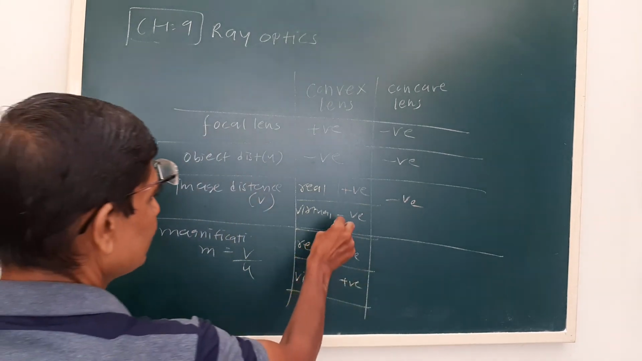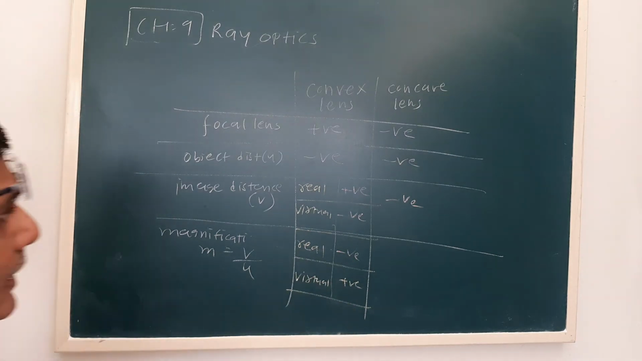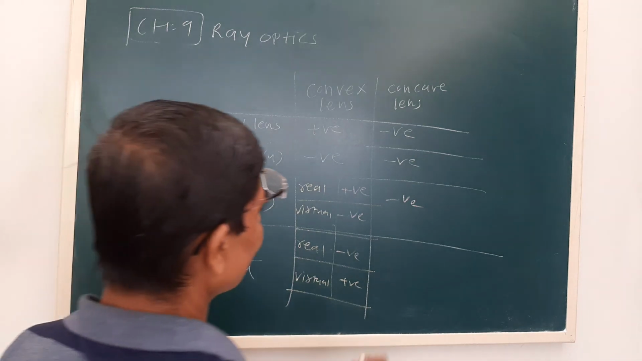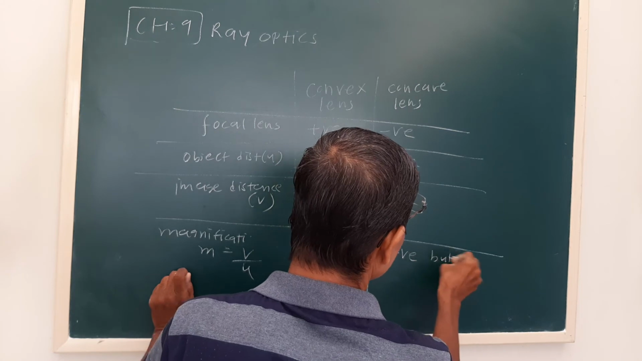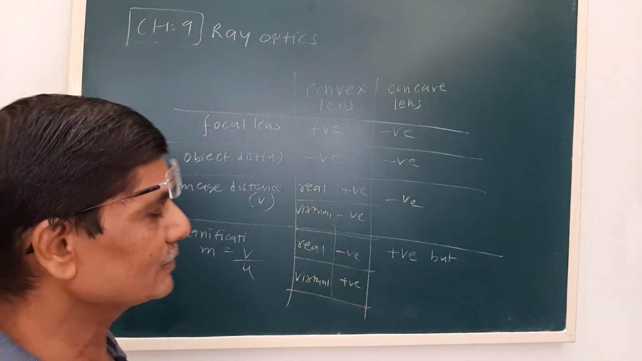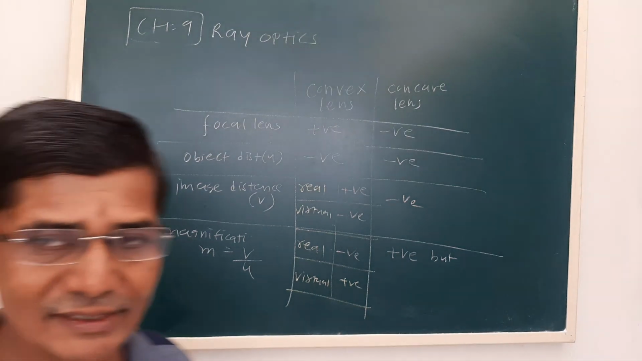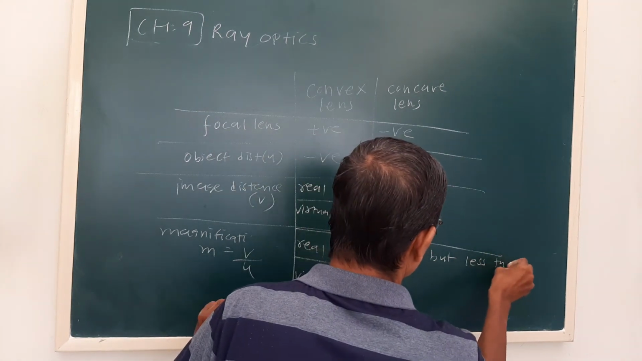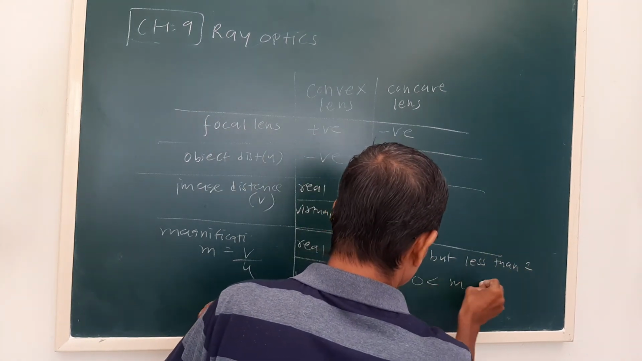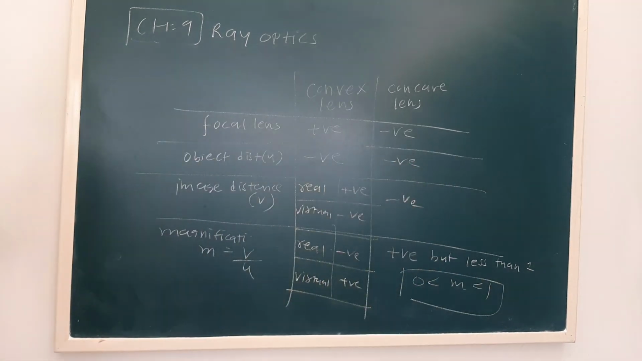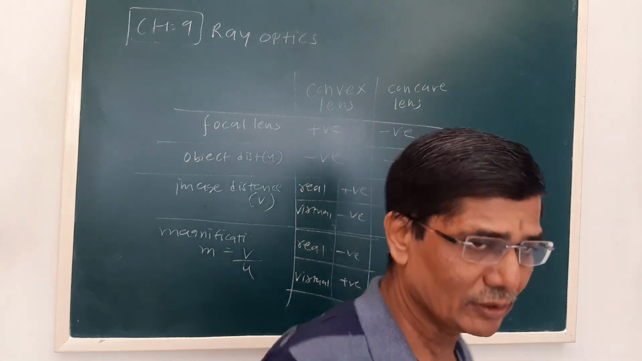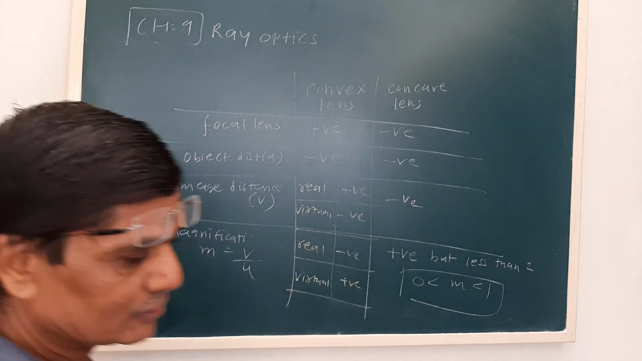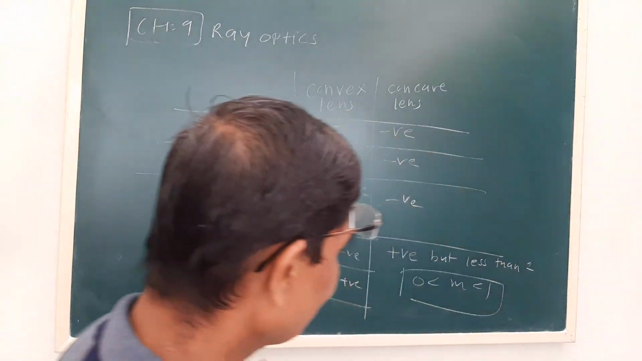now see for a concave lens, m is equal to v upon u. u and v are both negative, pre-decided, so m will be positive. But we have seen that for a concave lens, the image formed is always smaller than the object, so the magnification will be positive but less than 1. So we have to keep in mind that for a concave lens the magnification always lies between 0 and 1. Now this is how we have to use this convention in solving MCQs or numericals. It will be a great help.